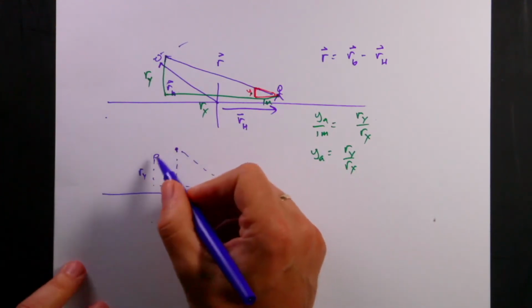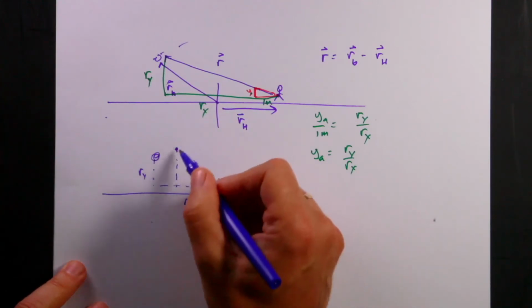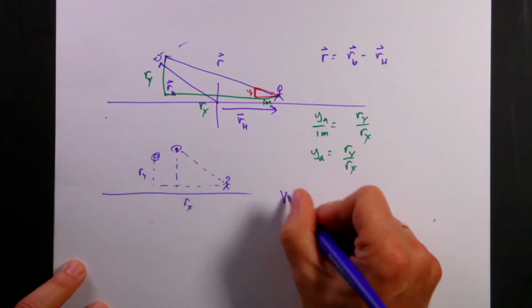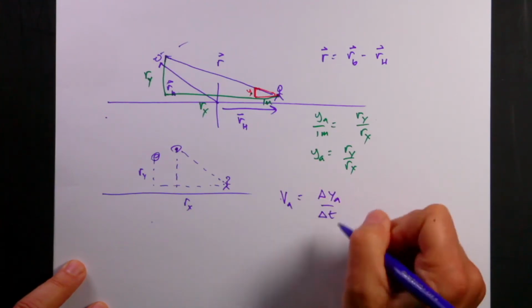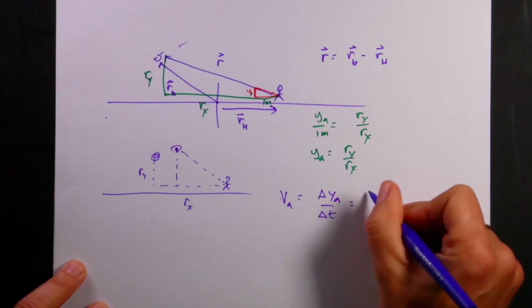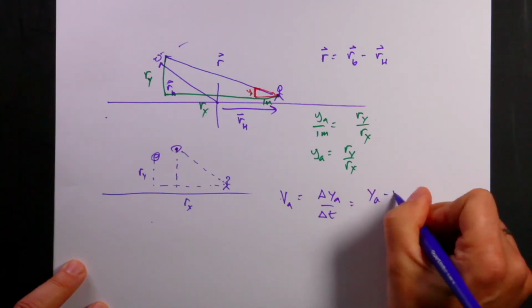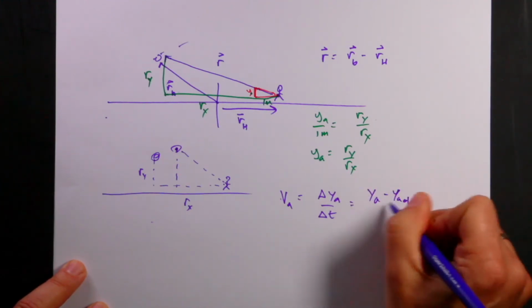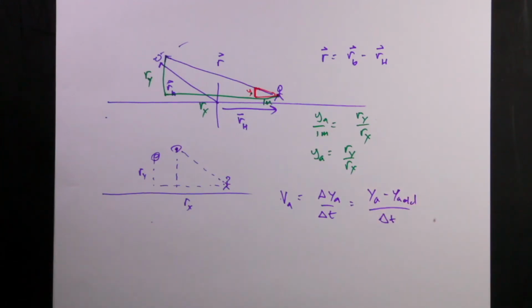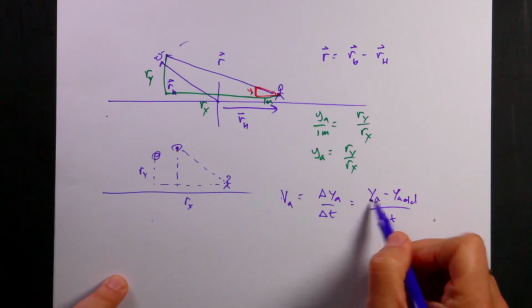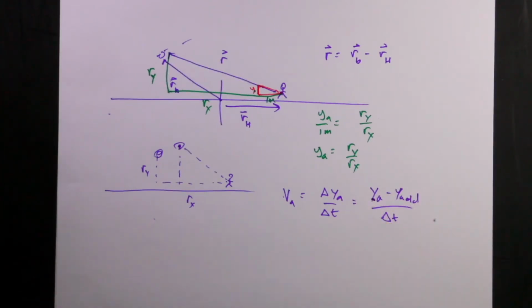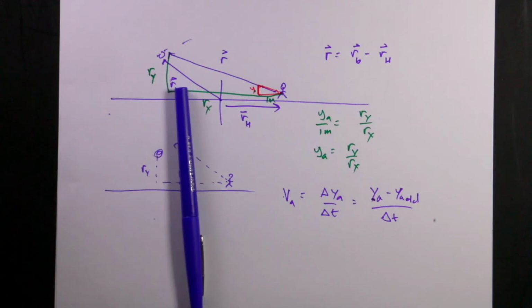So if I knew my old y value and my new y value, I could say V apparent is going to be delta y apparent over delta t. So what I want to do is say this is going to be y apparent minus y apparent old, the previous one, divided by delta t. And that's what I'm going to do. Since I'm changing this y every time, I need to temporarily save the old value, calculate this, then update it. So let's do this. This is a little cheat.